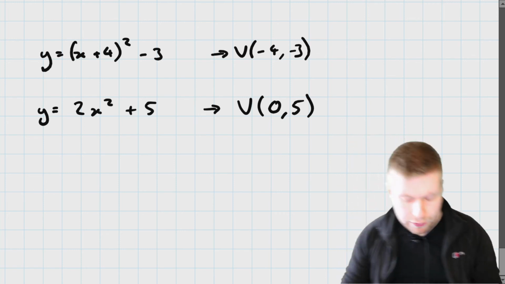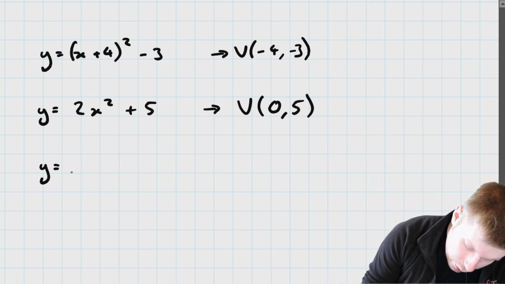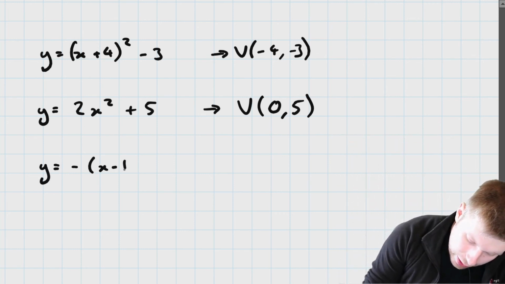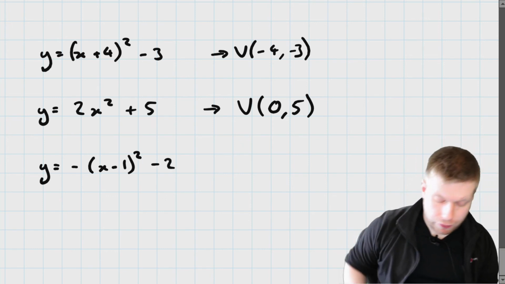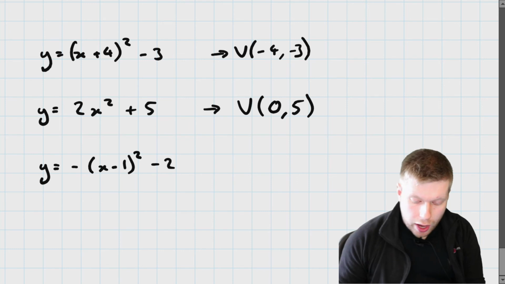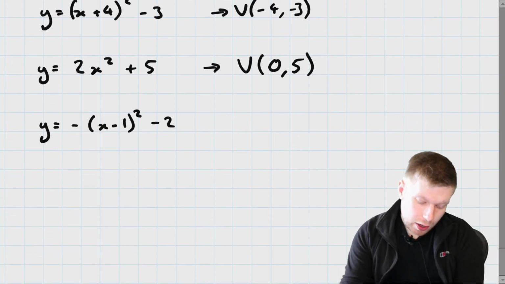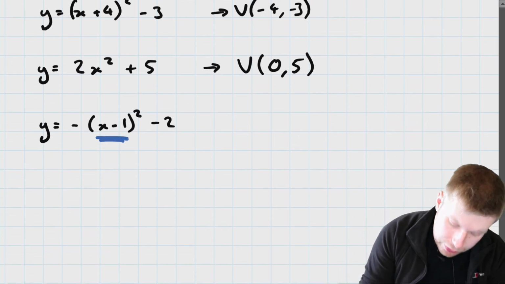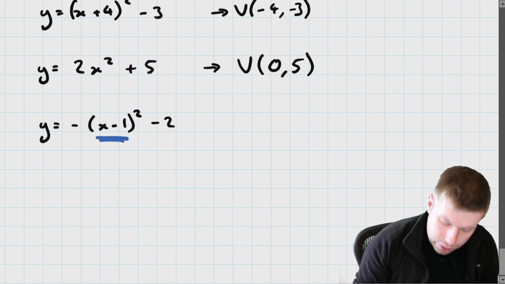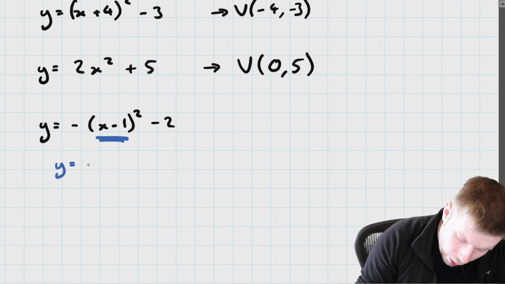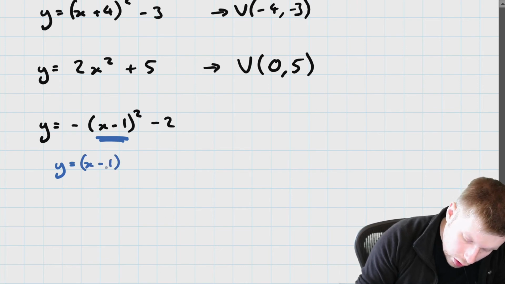What about if I gave you something like this? y equals negative (x minus 1) all squared minus 2. Okay, well, let's have a think first of all. I'm actually going to draw this out in stages. First of all, I'm going to think what happens when I take away 1 first, because I always start with the x, then I think what happens. So first of all, I'm going to consider the graph y equals (x minus 1) all squared.